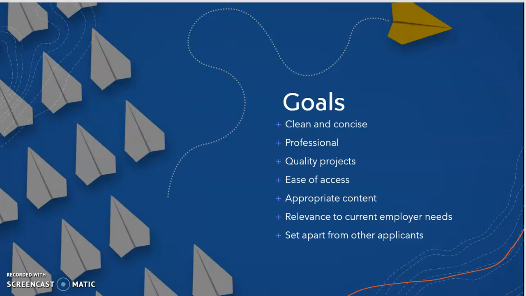I wanted my portfolio to be easily accessible to the potential employer trying to use it. I wanted to only include appropriate content for the job descriptions that I'm trying to apply for, which right now includes learning technology specialist. I wanted relevance to current employer needs. I wanted to make sure that the skills that I exemplify were relevant to today's needs. And I wanted to be set apart from other applicants.